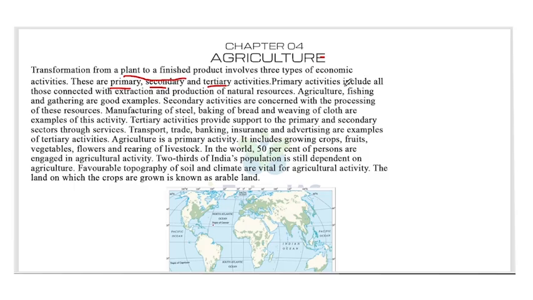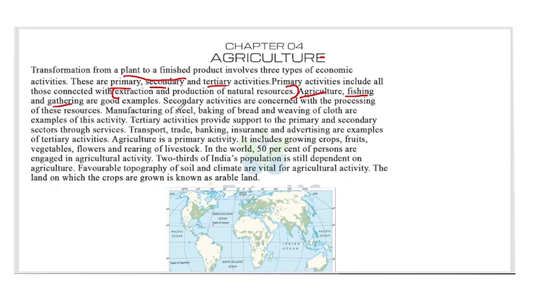Primary activities include all those connected with the extraction and production of natural resources. Agriculture, fishing and gathering are good examples of primary production. So that is primary activity, which includes extraction and production of natural resources.